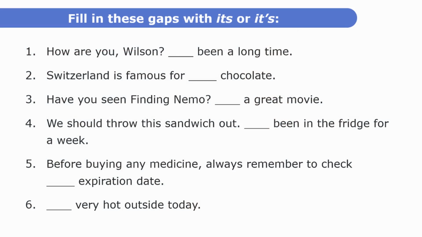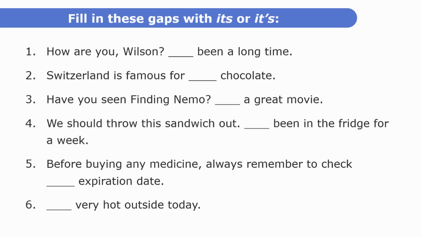All right, on the screen you see 6 sentences, and I'd like you to fill in the blank in each sentence with it's with an apostrophe or its without the apostrophe based on the rules that we just discussed. Now take a moment, pause this video, and think about your answers, and then I'll show you the answers.